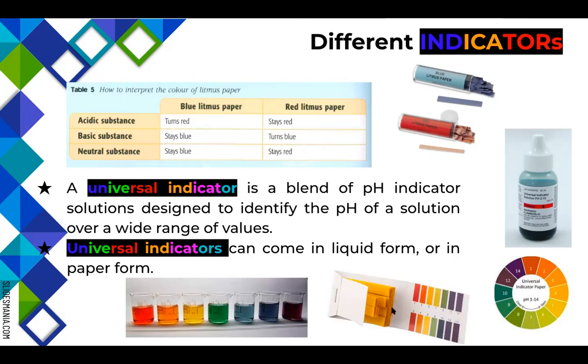Or you can have a universal indicator in the form of paper, like these little strips, and you dip it in. You would even see these indicator strips in a lab or in a hospital when they're testing, let's say, a urine sample. They dip it, and it'll tell them what it is. Indicators do not only indicate if you have an acid or a base. There are several different types of indicators, and there are ones that can indicate the presence of a certain substance that you're looking for.